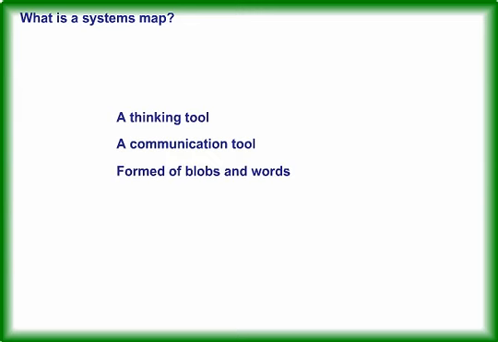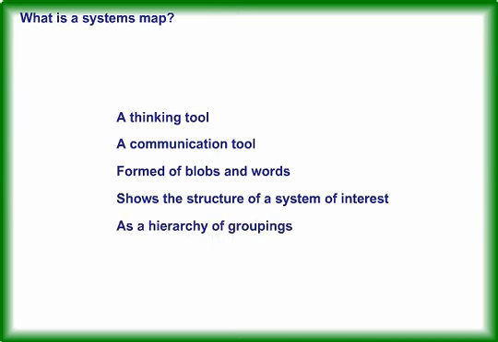Like other systems diagrams types, systems maps are used as thinking tools. They can also be used as communication tools. Systems maps have a very simple form consisting of blobs and words, and they're used to show the structure of a system of interest at a point in time. They show this structure as a hierarchy of groupings.